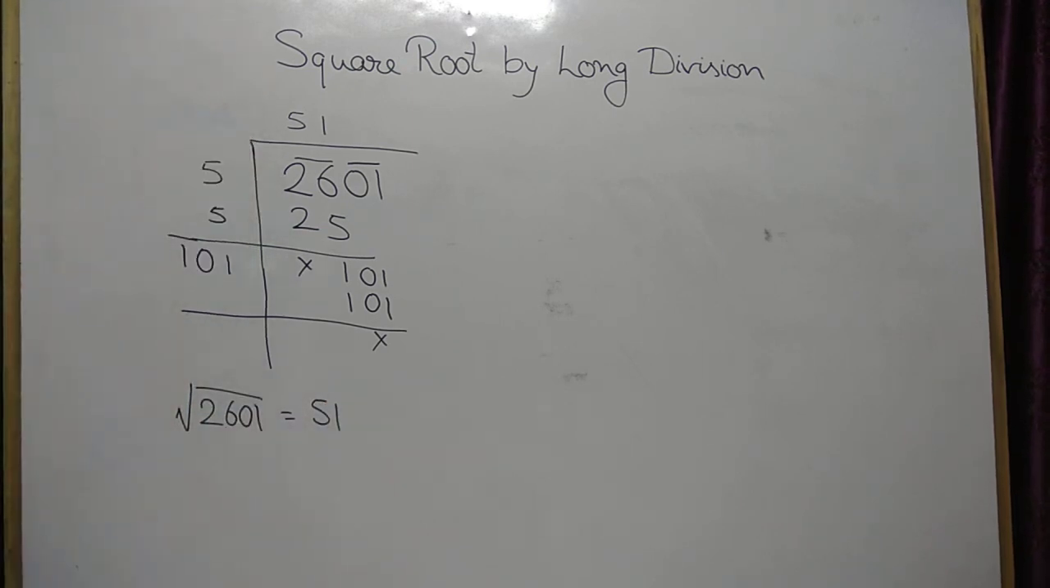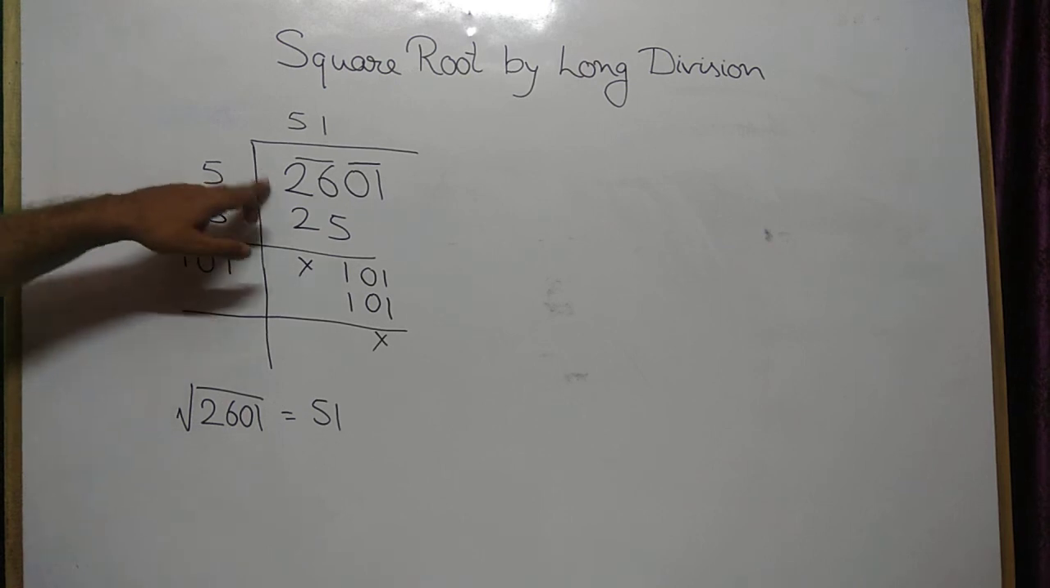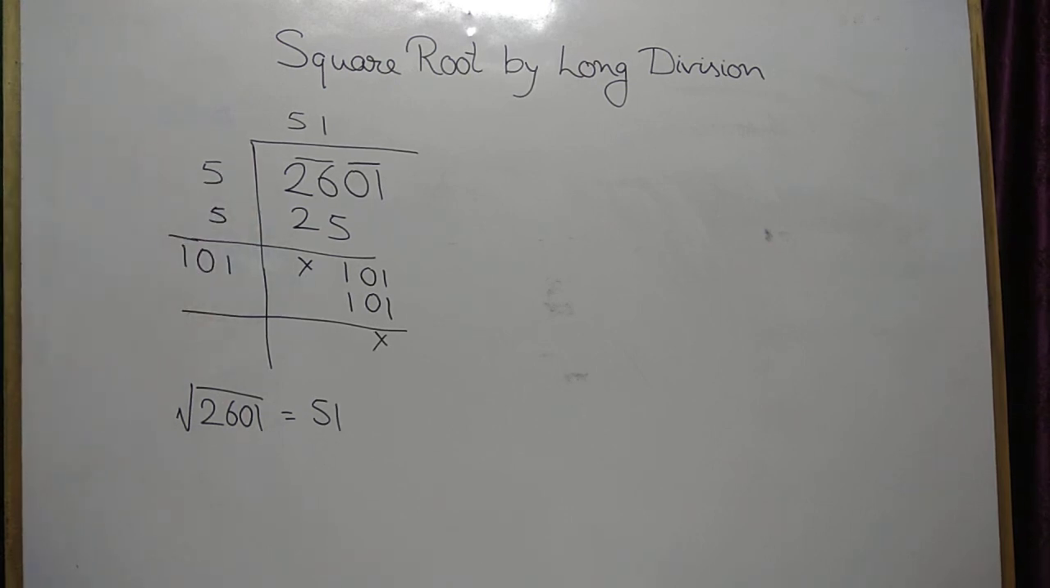This quotient is the square root of this dividend. This is your divisor. Hope this one is clear to you. Now let's move to some other type of question.